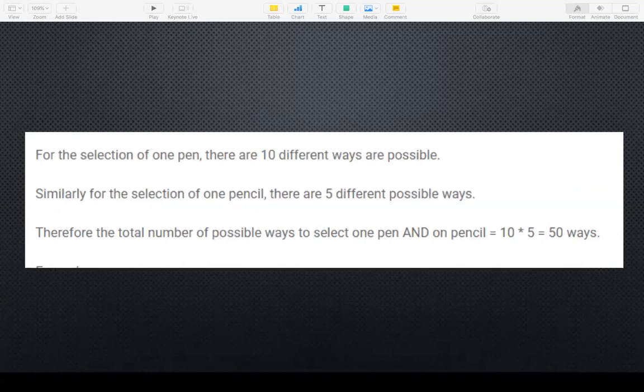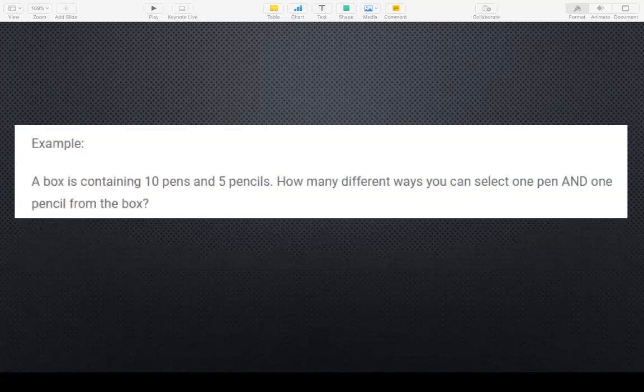For the selection of one pen, there are 10 different ways, right? And similarly, for the selection of one pencil, there are 5 different ways. Now see, the main thing which you had to keep in mind while reading the question was that you are going to select only one item. You are going to select only one pen and only one pencil. So for the ones who were thinking about 10 factorial, 10 factorial will come only when 10 different items are arranged in 10 different places. Or 5 factorial will only come in when 5 different items are arranged in 5 different places.